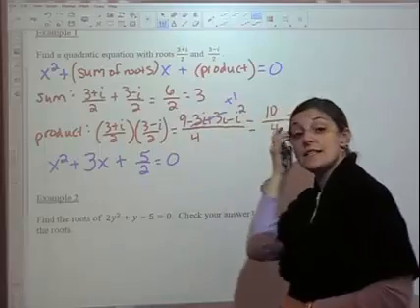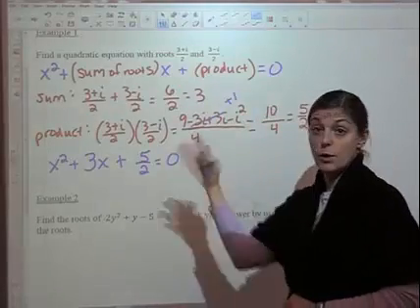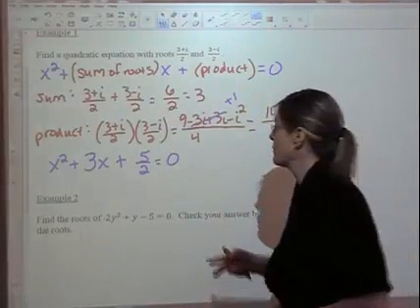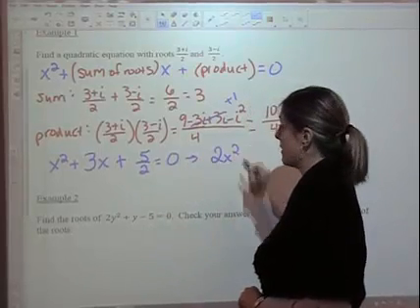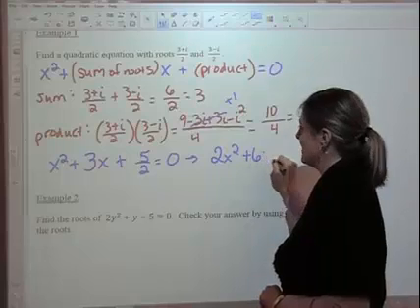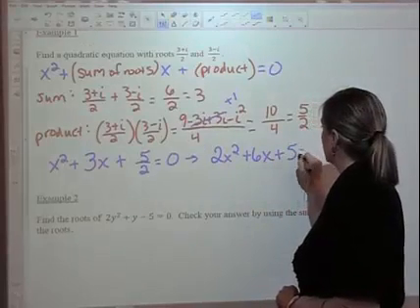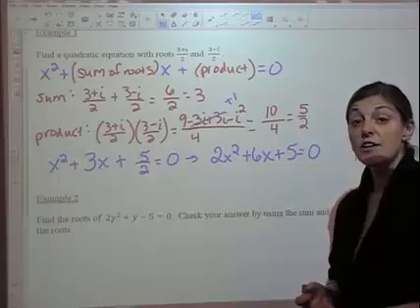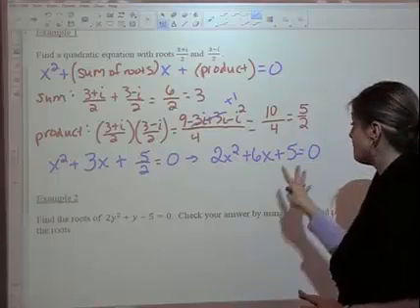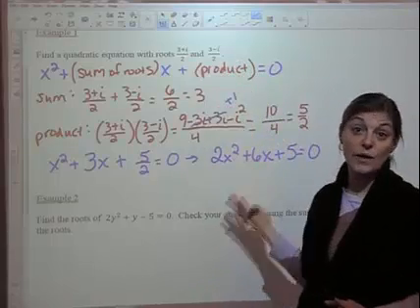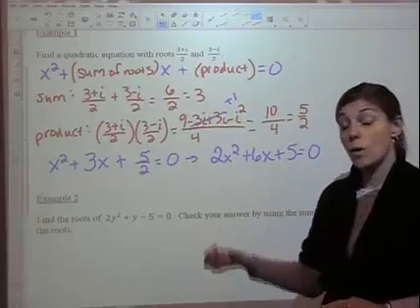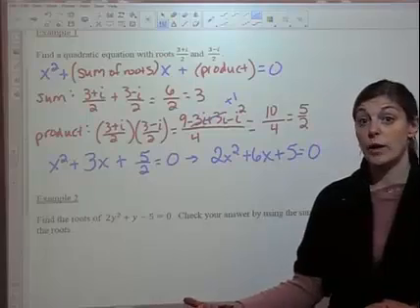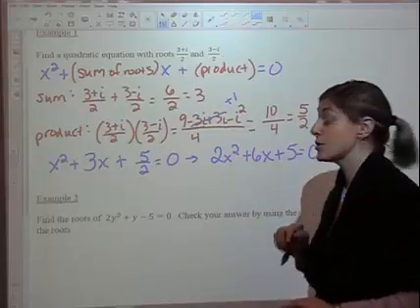And if we want to put this in standard form, we just multiply everything by 2. So that can transform into 2x squared plus 6x plus 5 equals 0. And you can check your answer by, obviously it's not going to factor because we didn't have whole numbers as our roots. But we can use the quadratic formula, or we could complete the square to check to see if our answer is correct.